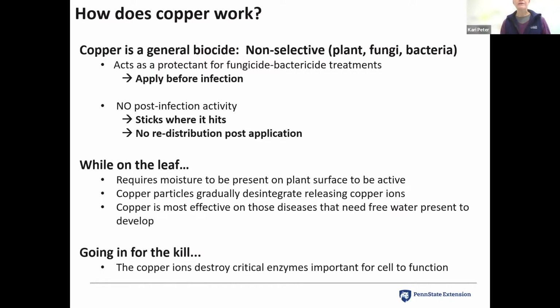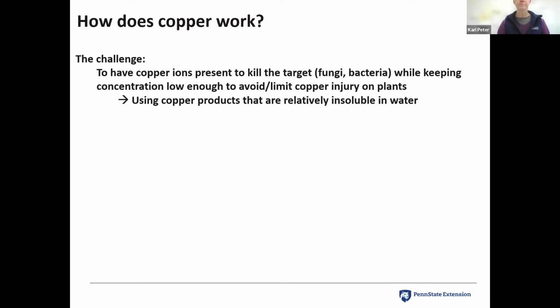And then as far as how the copper ions are really controlling fungal or bacterial pathogens, these ions are destroying critical enzymes that are important for cell functions, for the fungi to survive and for the bacteria to survive. So the take-home message here is that it's the copper ions, which you can't see with the naked eye, that are doing all of the control mechanisms for managing disease.